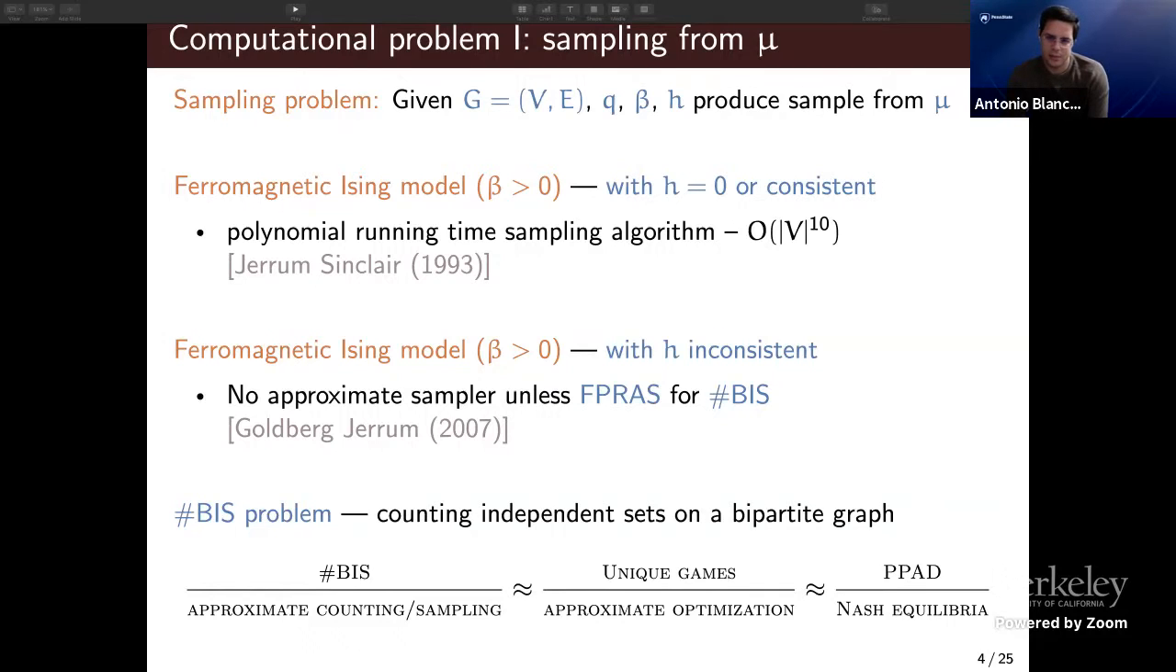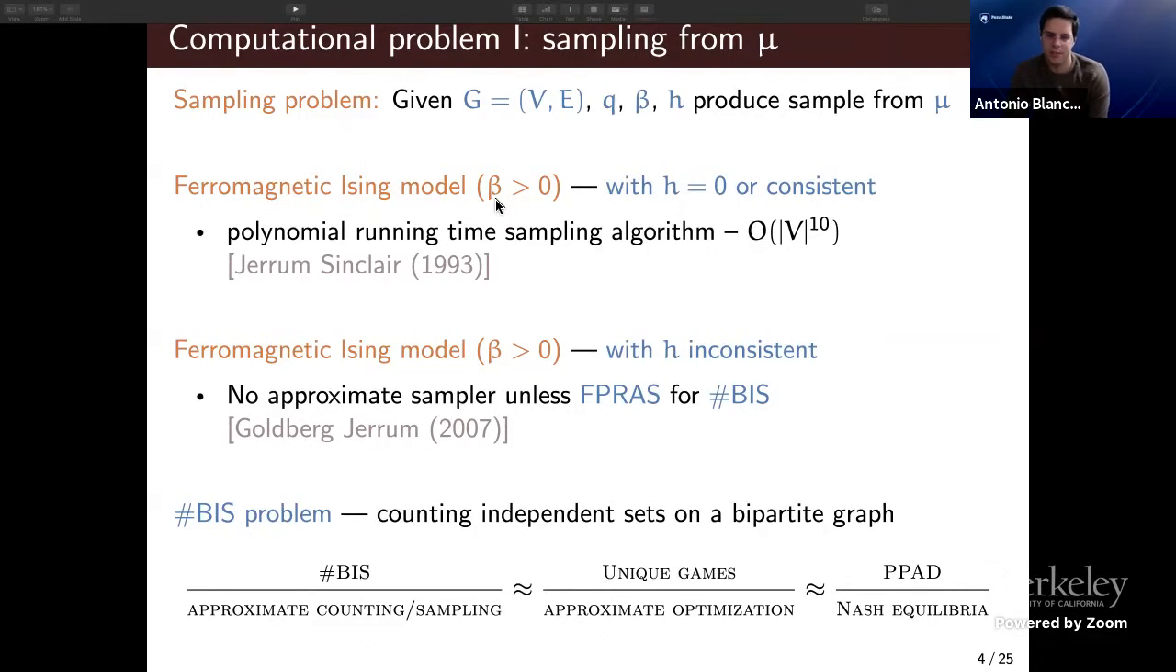For the ferromagnetic Ising model, where, as I remember, ferromagnetic means that the edge interaction is always positive, for the case when there is no field or the field is consistent, there is a classical result of Jerrum and Sinclair in 1993, where they show that there is a polynomial running time algorithm for sampling. The running time of the algorithm is a large polynomial in the size of the graph. But unfortunately, this is the best we have right now for general graphs.